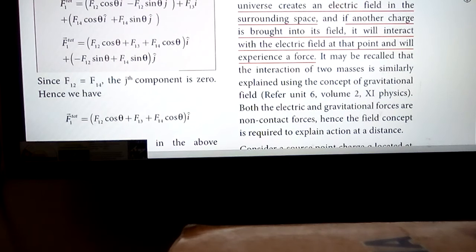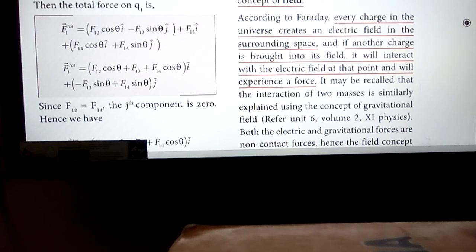So I repeat, according to Faraday, every charge in the universe creates an electric field in the surrounding space. And if another charge is brought into its field, it will interact with the electric field at that point and will experience a force.